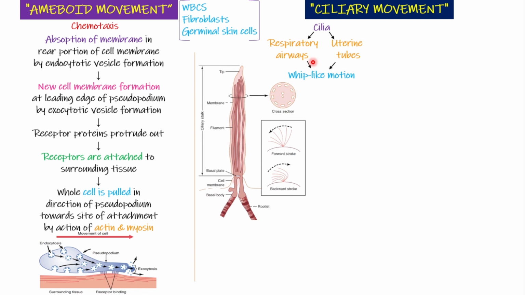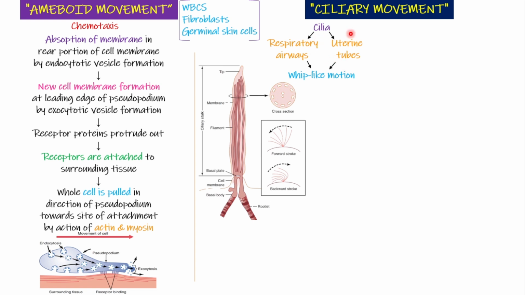So in respiratory airways, whenever the cilia move, they push the mucus over them towards the pharynx. The mucus is present in the respiratory airways. The function of the cilia is that by their whip-like motion, they push and move this mucus towards the pharynx. Whereas the function of the cilia in the uterine tubes, the fallopian tubes, is that they push the egg towards the uterus.